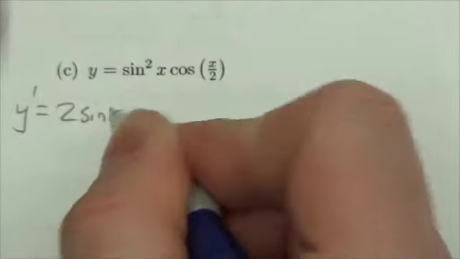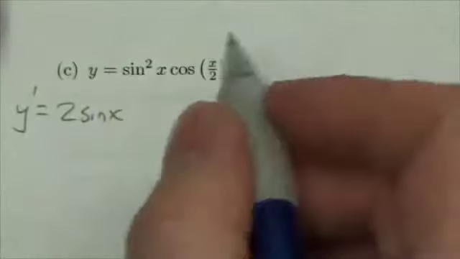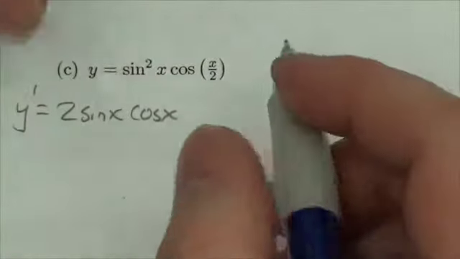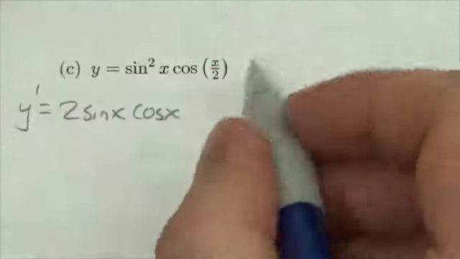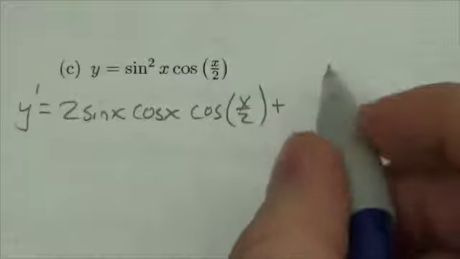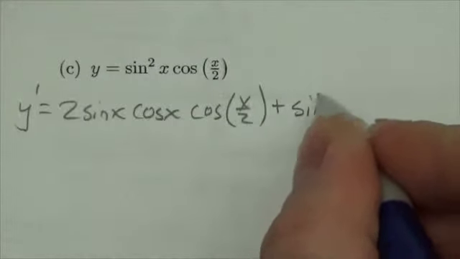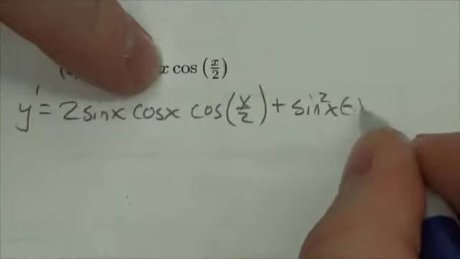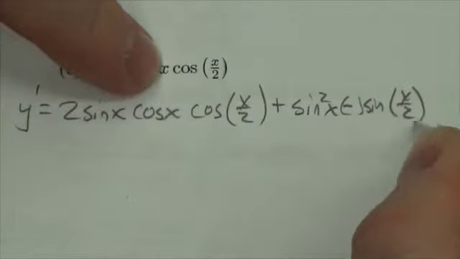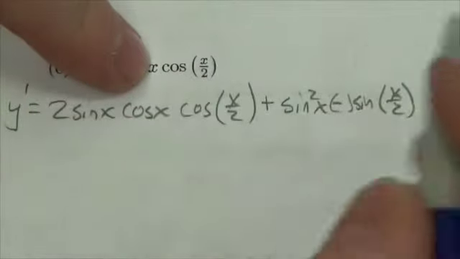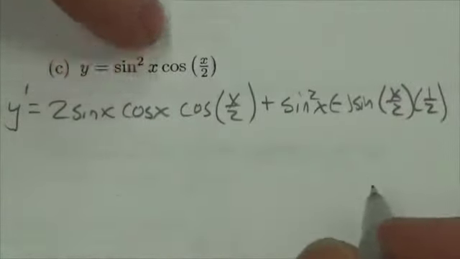So the derivative of sine squared of x will be 2 sine of x, and then I have to multiply by the derivative of sine of x, which will be the cosine of x. And then I multiply by the second factor in the function here, which will be cosine of x over 2. I'm going to add to that the derivative of the second function, which will be the derivative of cosine, negative sine of x over 2. And then this is again another example of the chain rule, so I have to multiply by the derivative of what's inside there, which will end up being 1 over 2.